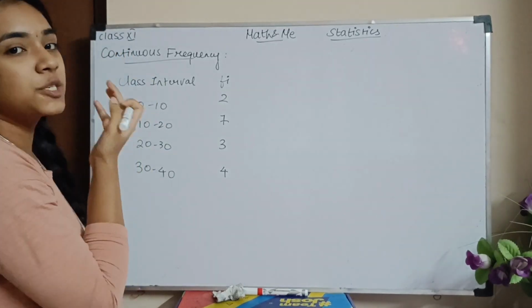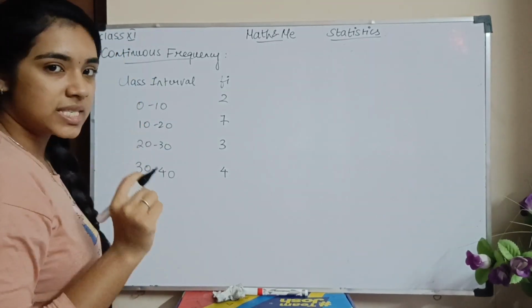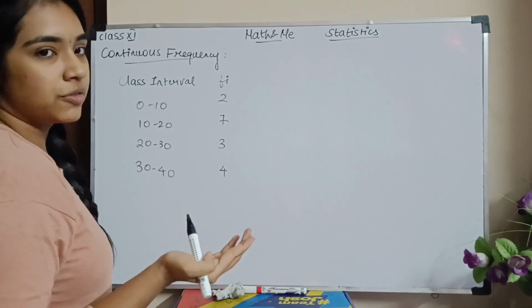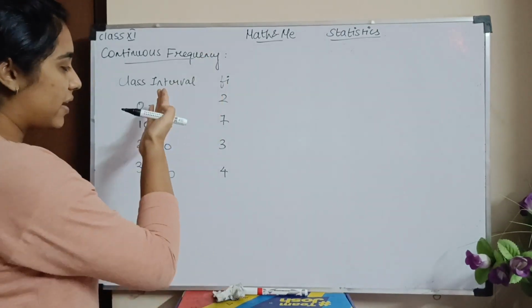Now we are going to see the continuous frequency distribution. Earlier we were learning about discrete frequency distribution. So what is the only difference? You had the values of xi. Now you have a class interval.